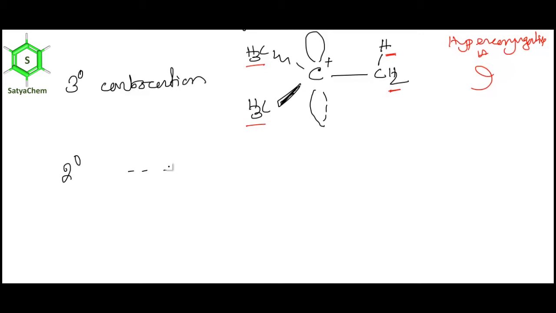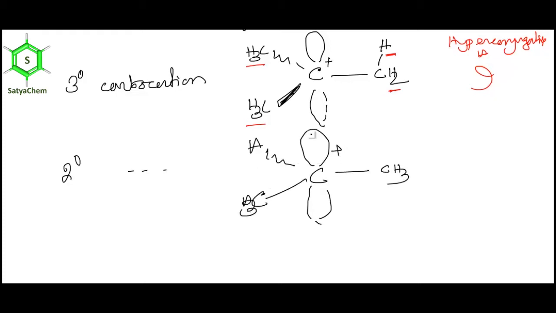Two-degree carbocation. Now I am going to draw the 2-degree carbocation. According to the definition, this is an unsaturated carbon, and this unsaturated carbon contains a vacant p orbital, and it is attached to 2 saturated carbons containing sigma CH bonds. So the number of hyperconjugative hydrogens will be 3 here, 3 here, so total 6.